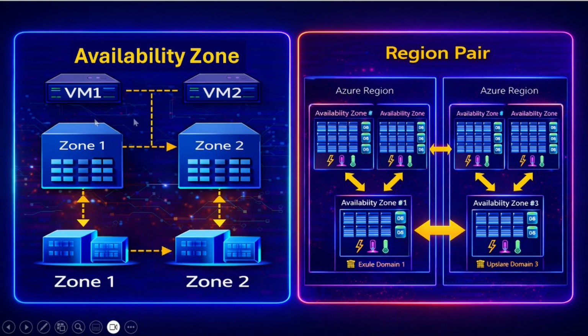Now, on the right side, we also have something called region pairs. This takes it one step further. If an entire region has a major outage, Azure can fail over to another region. So the idea is availability zones protect you across data centers, region pairs protect you across regions. And this is what we use for critical production workloads that cannot afford downtime.